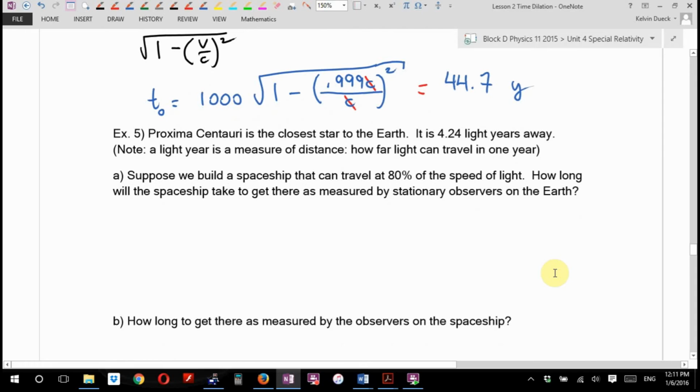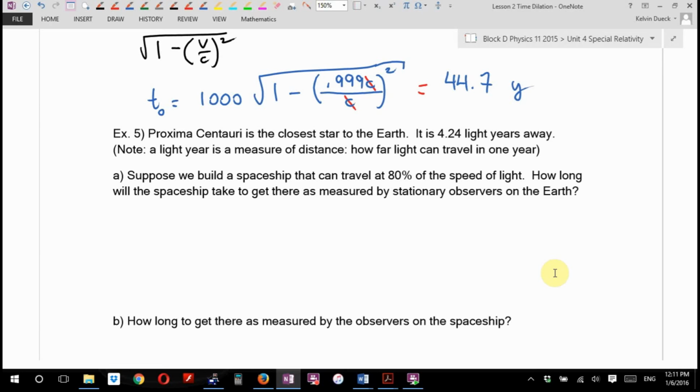It gets even weirder, but cooler. So let's actually do a star journey, okay? Proxima Centauri is the closest star to the Earth. Proximate, in your proximity, means close.